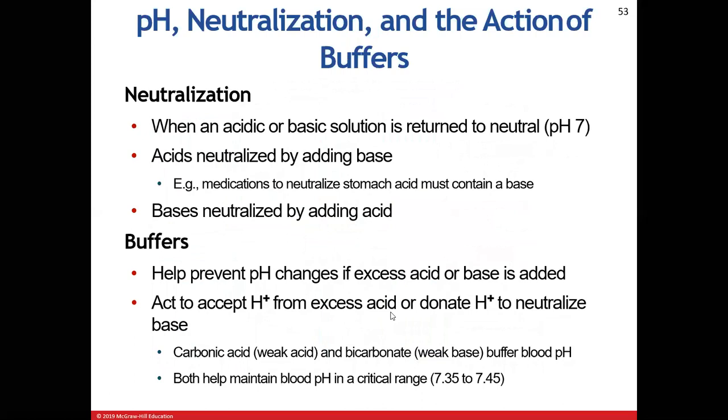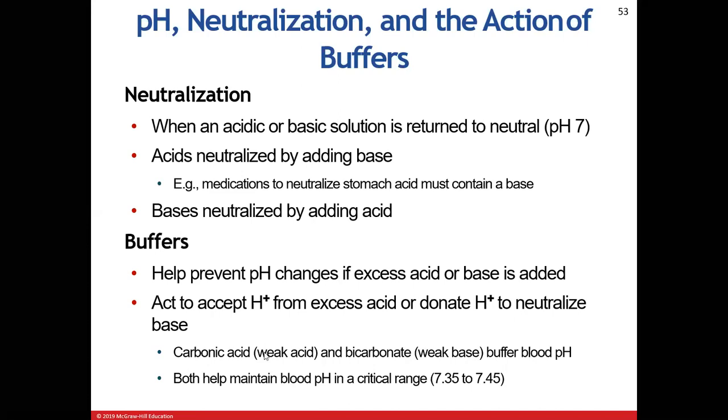So how do we keep everything neutral, or return everything back to a neutral pH if we need to? Well, acids are neutralized by adding some sort of base to them. Acids put hydronium ions into solution. Bases put hydroxyl ions into solution. So if you add a base to an acid, it's going to pull those hydronium ions out, and that is going to increase the pH.